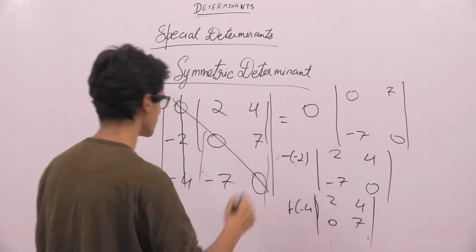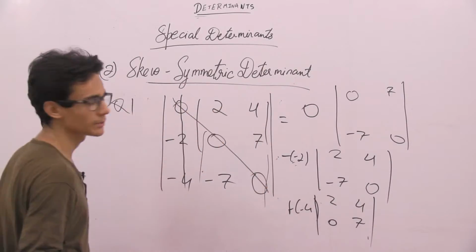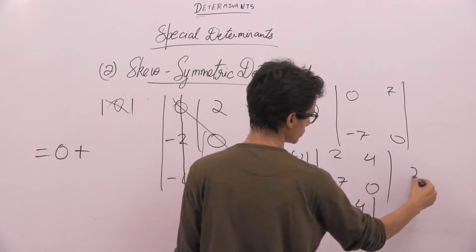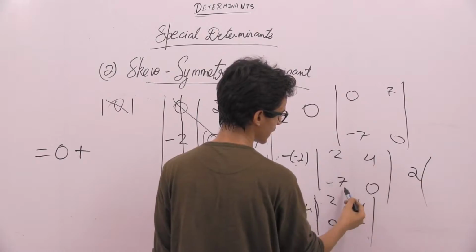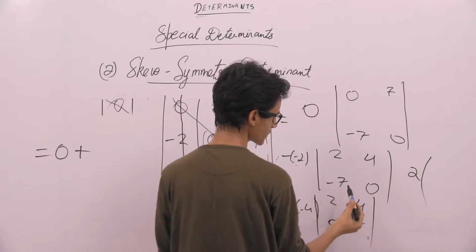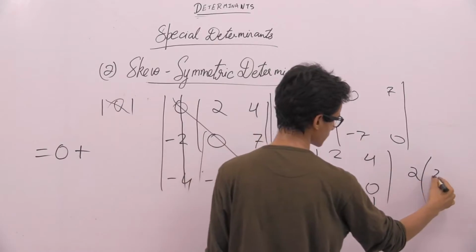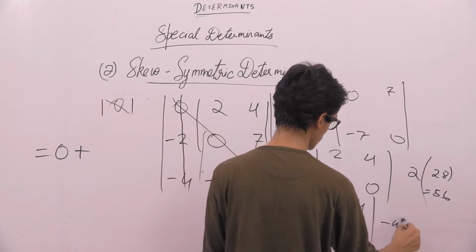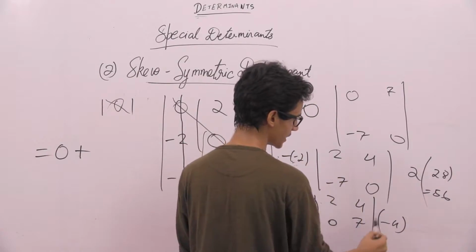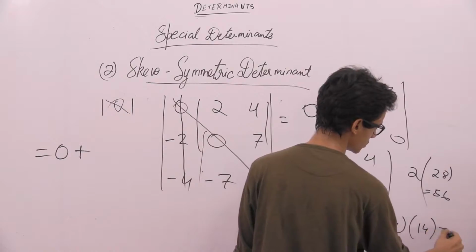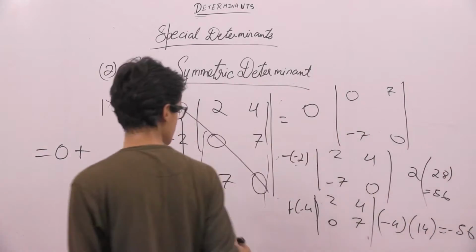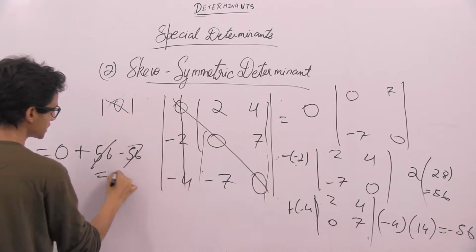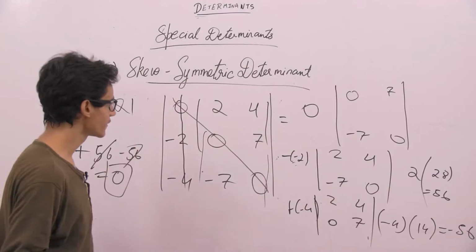What does the value come out to be? The first determinant multiplied by 0 is equal to 0. The second is 2 times 0 minus of minus 28, that is 28. So this is 56. The third element, it is minus 4 times 14 minus 0. This is equal to minus 56. So what is the sum? 0 plus 56 minus 56. This comes out to be 0. As you can see, we have verified the property.